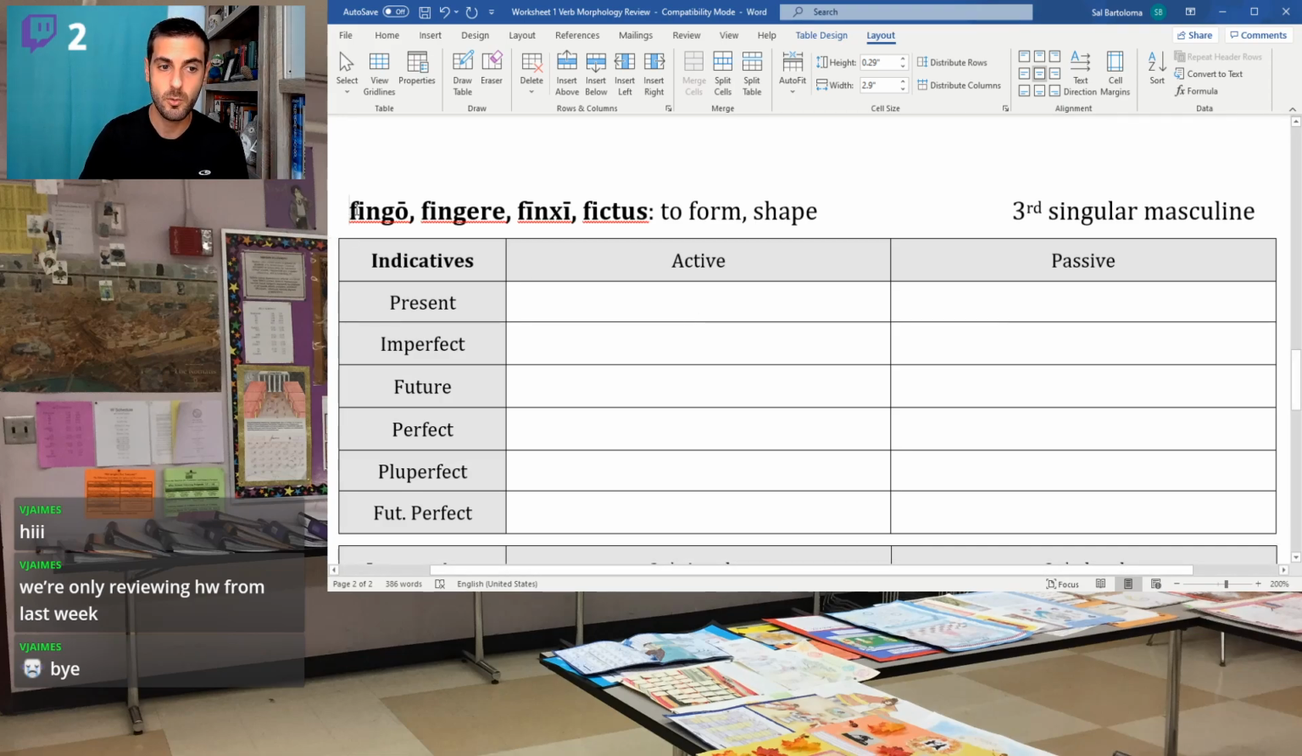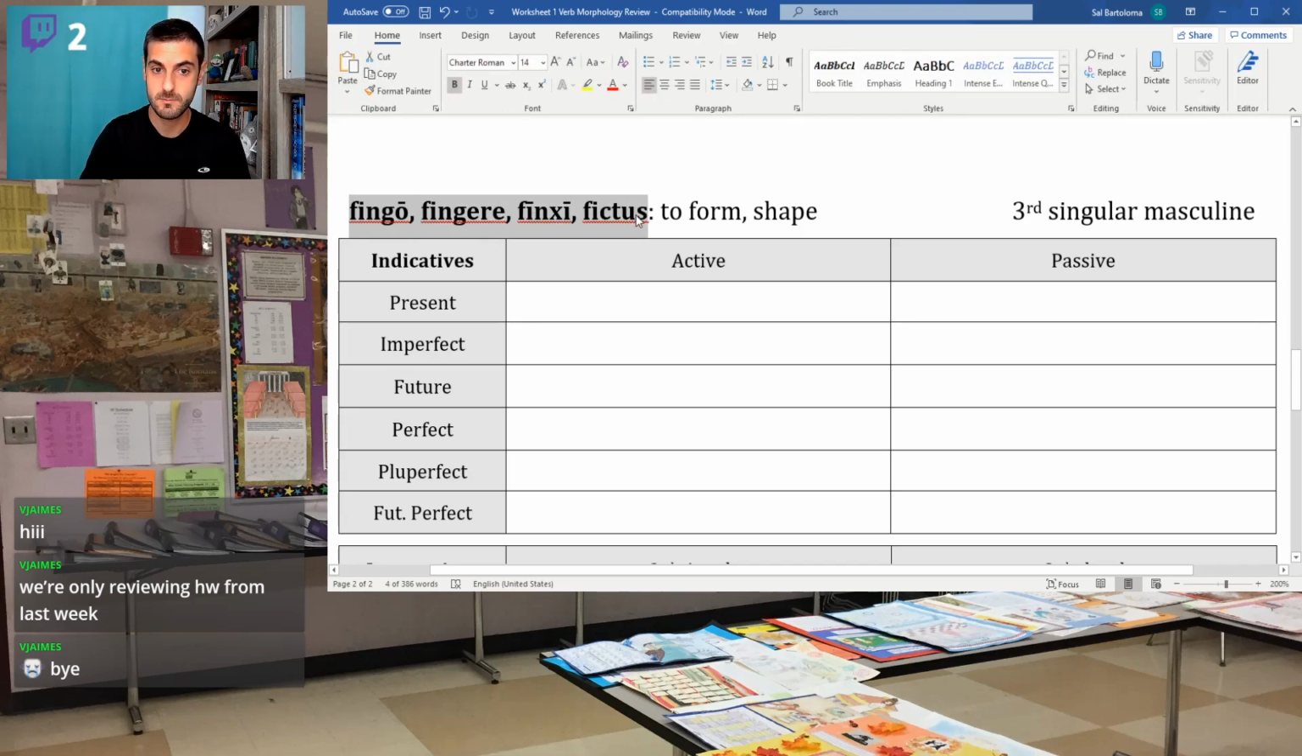First question you always think about is what conjugation, which is going to matter for quite a few of the forms. So if you look at fingo, fingere, right? What conjugation is that verb? I don't know if we got anybody in the chat right now. If you're in the chat, let me know.